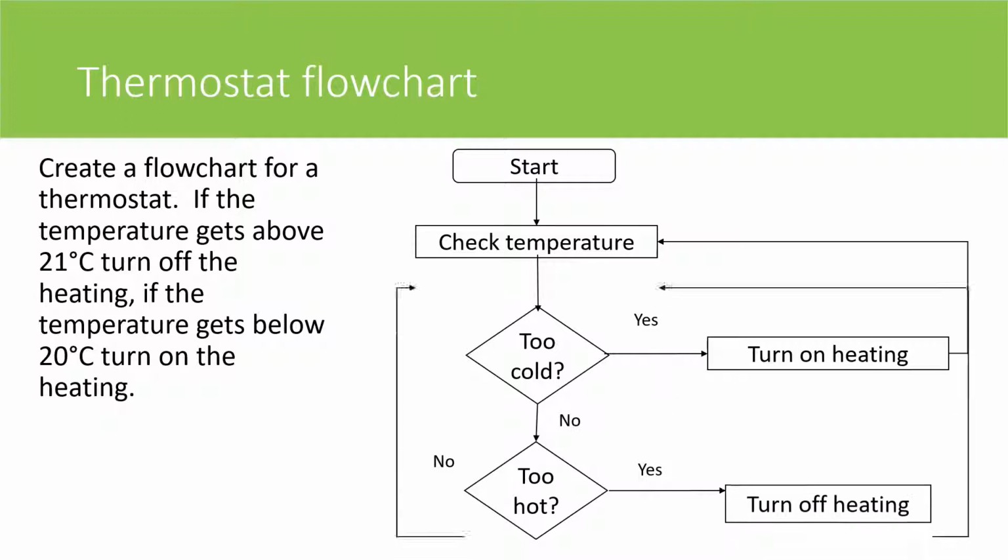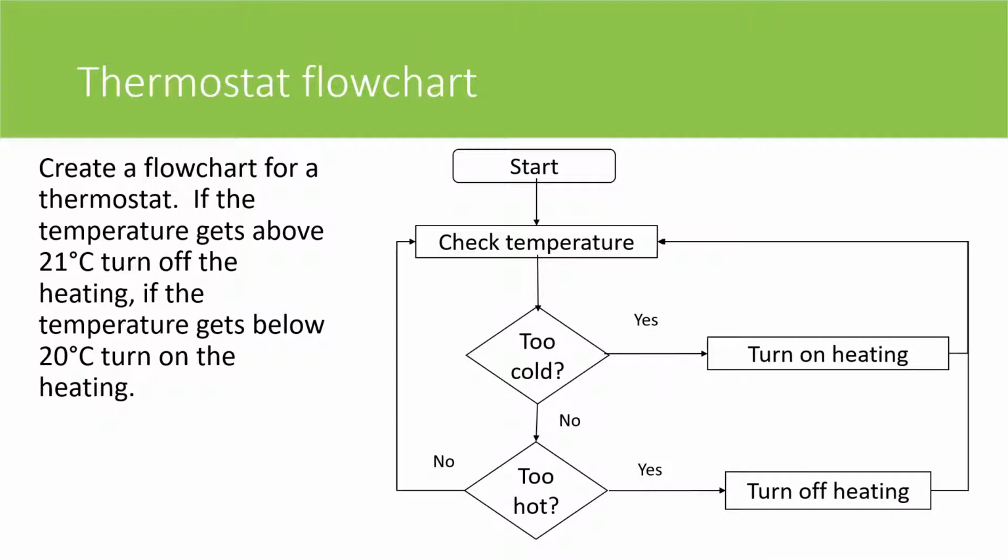If it's too hot, then we need to turn off the heating, as you can see, and then we go back to check the temperature. And if it's not too hot, then we don't do anything except go straight back to check the temperature. Whatever outcome we have, we always have to go back to check the temperature to make sure that it's constantly being regulated within 20 degrees and 21 degrees Celsius. So this program looks to see that the temperature is maintained between that range of 20 degrees Celsius and 21 degrees Celsius.